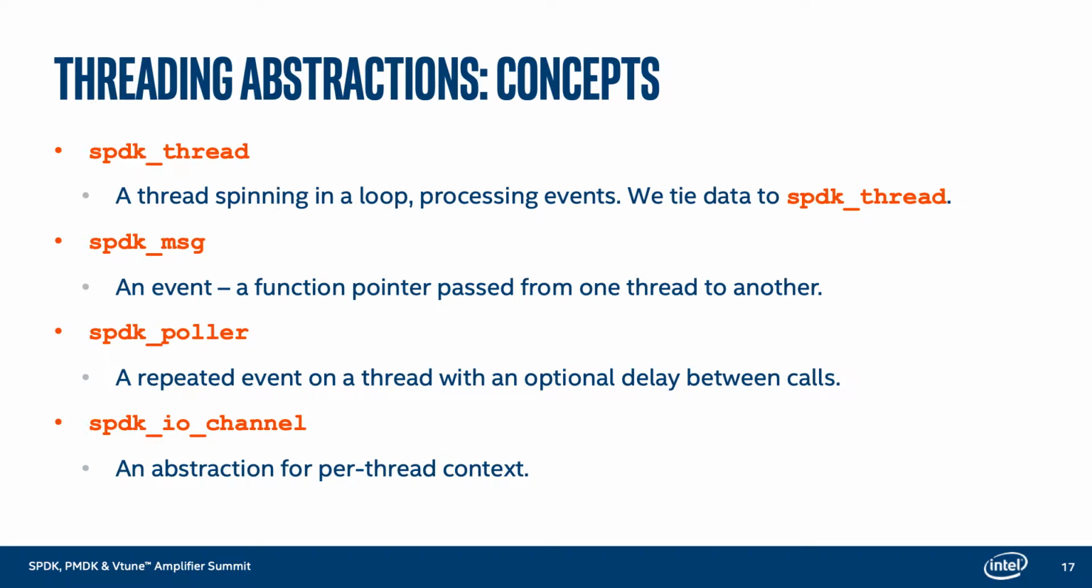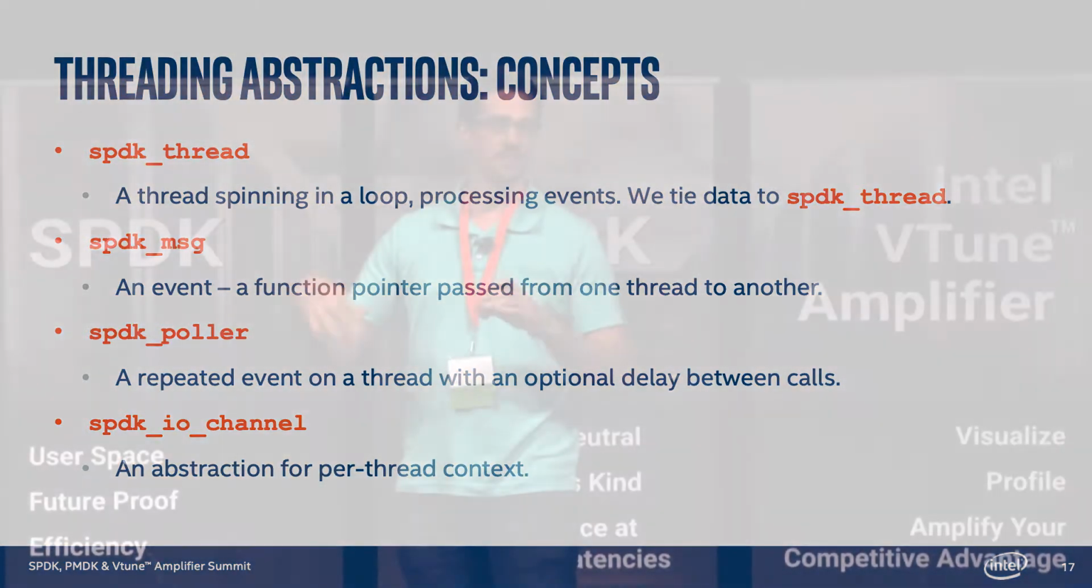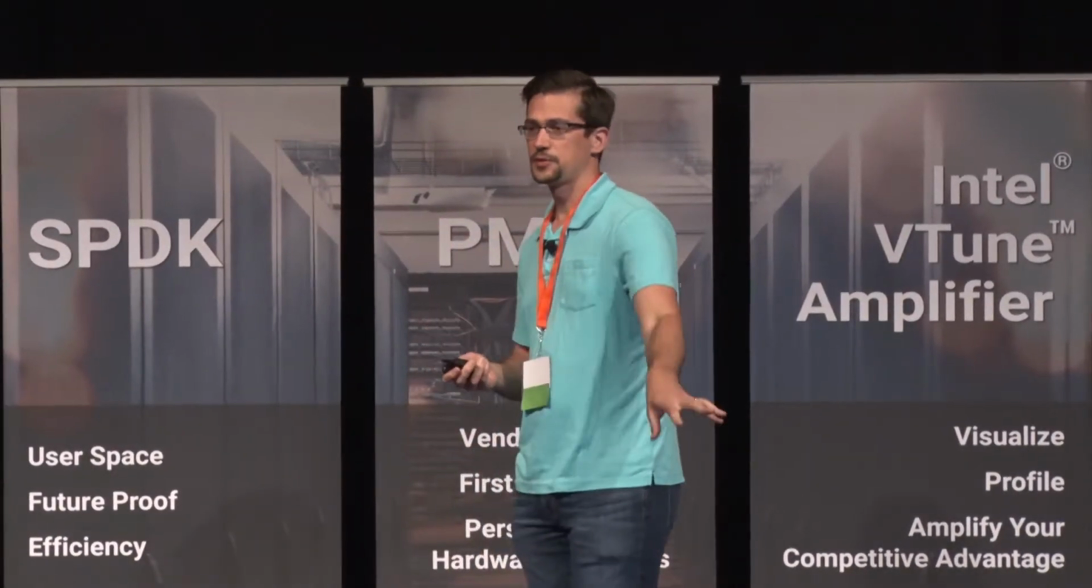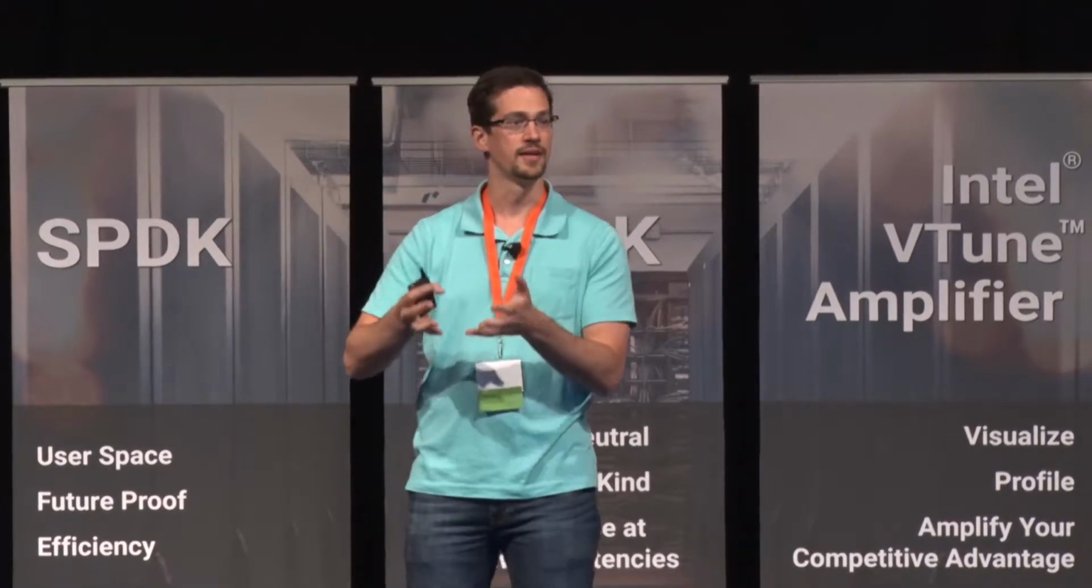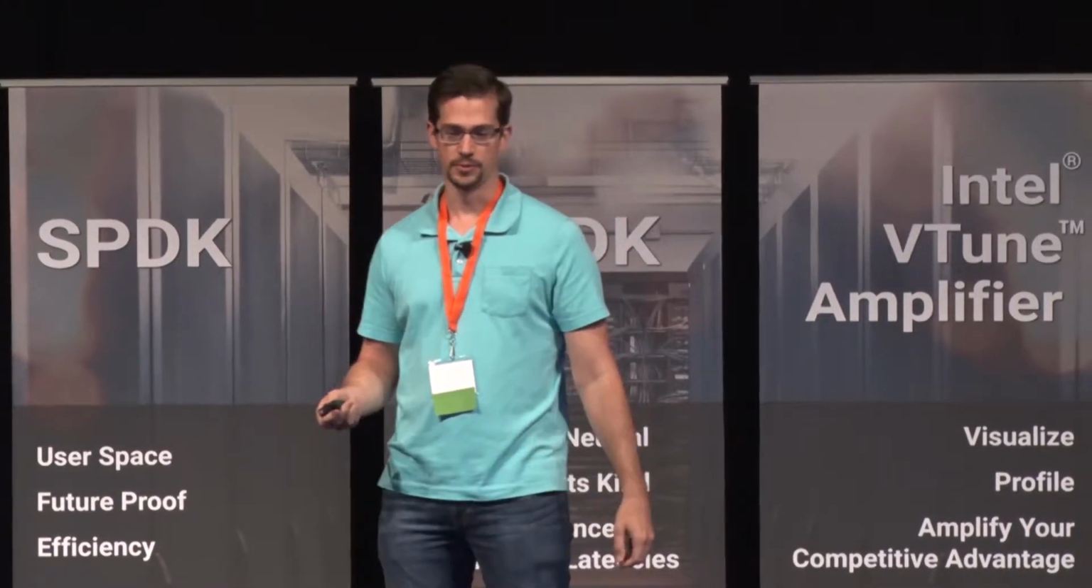And then we also have this concept of an I/O channel. This is effectively a per-thread context associated with some global pointer. That's simple to say, but kind of difficult to wrap your head around sometimes. The easiest way to think of this is as an abstraction of an NVMe queue pair relative to an NVMe device. So you have some global NVMe device, and on each thread, you're going to create an NVMe queue pair. This is just a software abstraction around that idea.